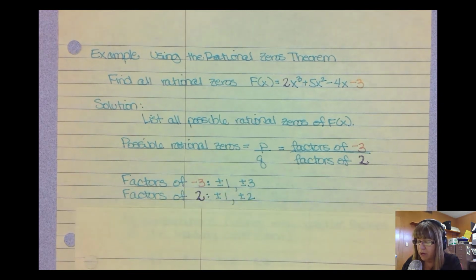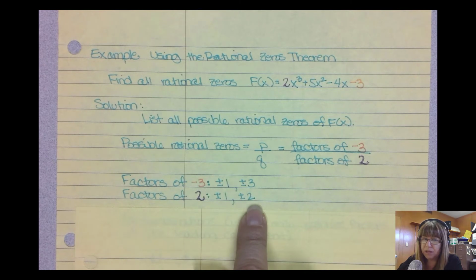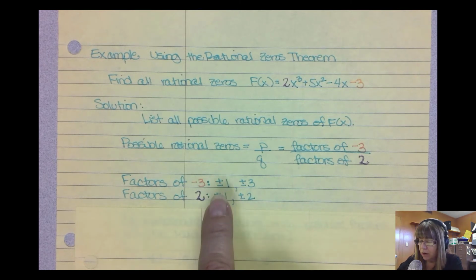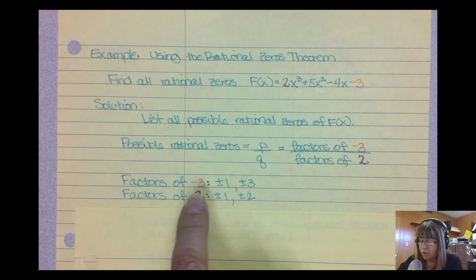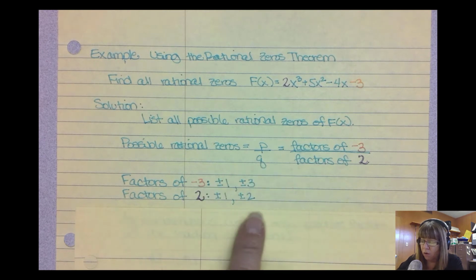Factors of 2 are positive and negative 1, positive, negative 2. Same reason. If I do positive 1 and positive 2, that makes a 2. If I do negative 1 times negative 2, that also gives me a positive 2. So these are all the factors.